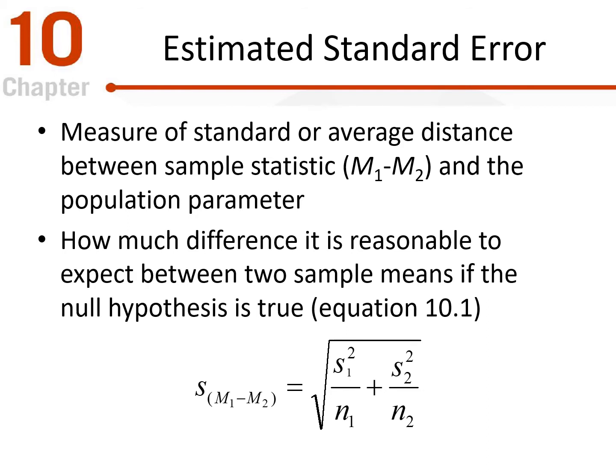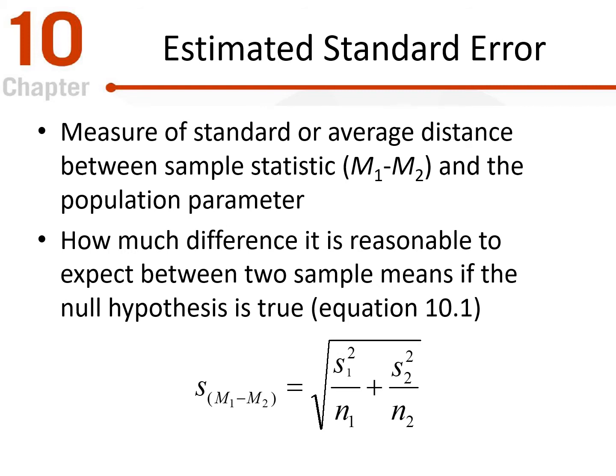And it's given here at the bottom, and it's equivalent to the square root of the variance of sample 1 divided by the sample size of sample 1, plus the variance of sample 2 divided by the sample size of sample 2.